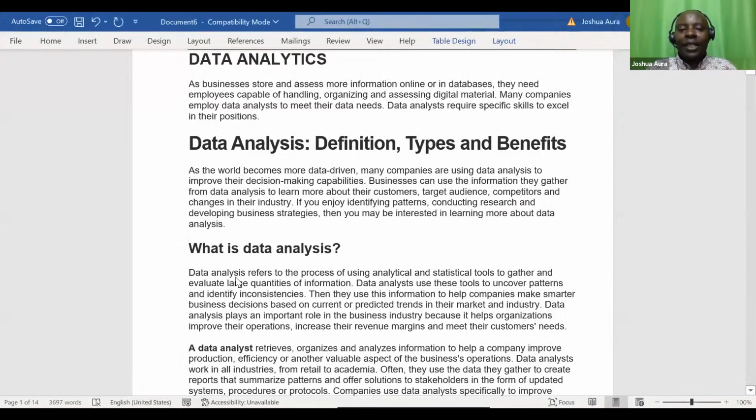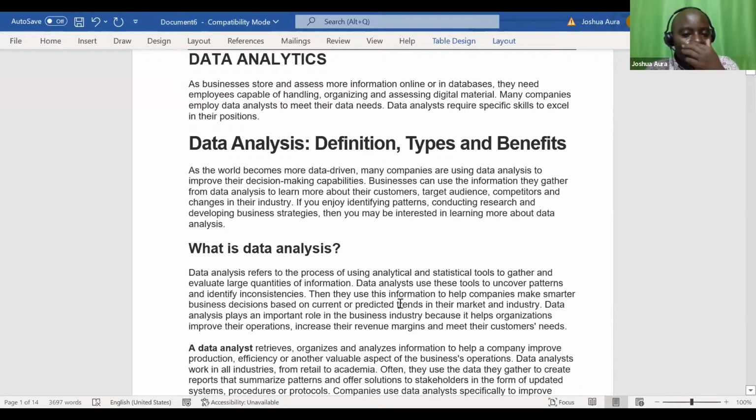Okay, so what is data analysis? Data analysis refers to the process of using analytical, please look at this, statistical tools to gather and evaluate large quantities of information. Data analysts use these tools to uncover patterns and identify inconsistencies.